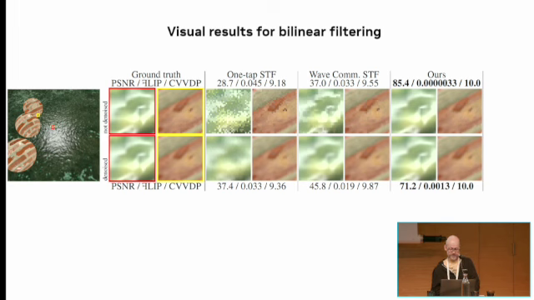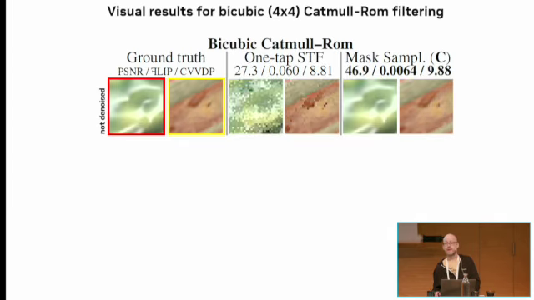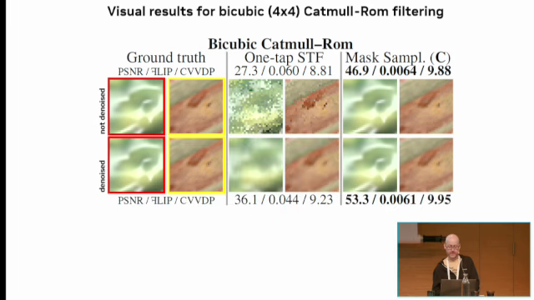And you can see that we have really high quality with our method. And then we can also handle higher order filters, like, for example, bicubic Catmull-Rom filtering. And here is not denoised. I should say that Wavecom STF does not handle negative weights, which Catmull-Rom has, so it cannot handle this case. And again, we have quite high quality here for our method.